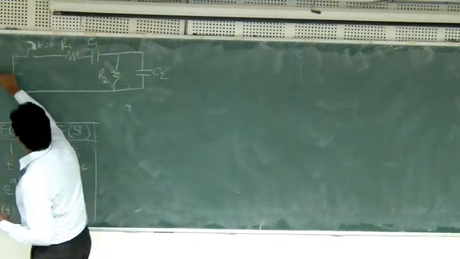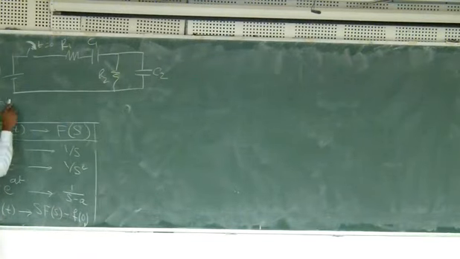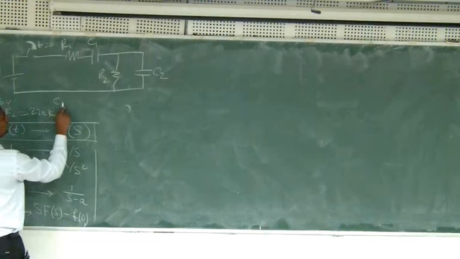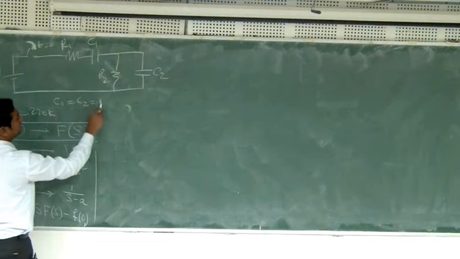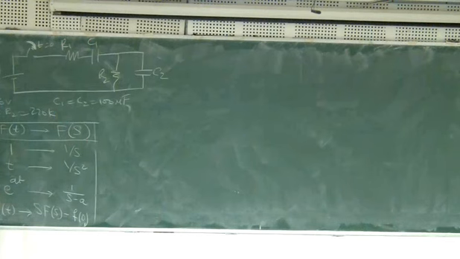And then this is V. Okay, so this was our circuit, and we also had the values. V was 6 volts, R1 and R2 both were 270 kilo ohms, and C1 equal to C2 equal to 100 micro. Okay, so these were our parameters.